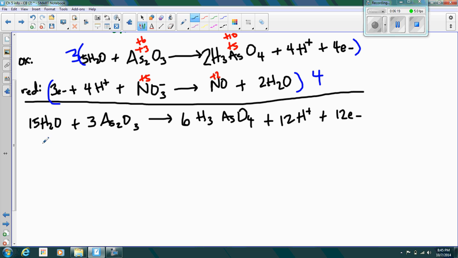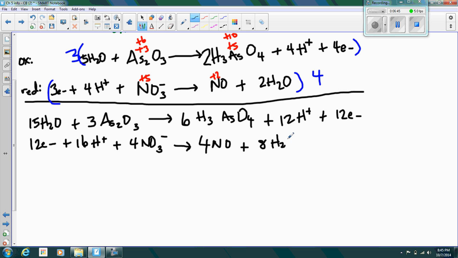Okay, so then if I do my other half reaction, I'm multiplying by 4. So 4 times 3, I have 12 electrons here. 4 times 4, I have 16 hydrogen. I have 4 nitrate ions. I have 4 nitrogen monoxides. And 4 times 2, I have 8 waters. Now this might be a little bit cleaner so that we can go ahead and add these 2 reactions and cancel out the quantities that we need to cancel out.